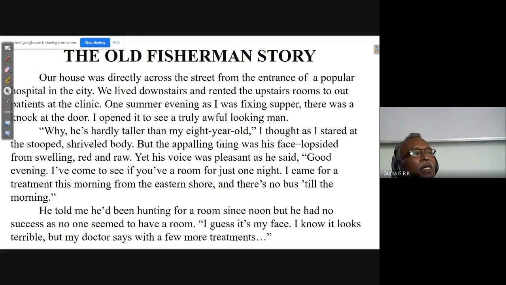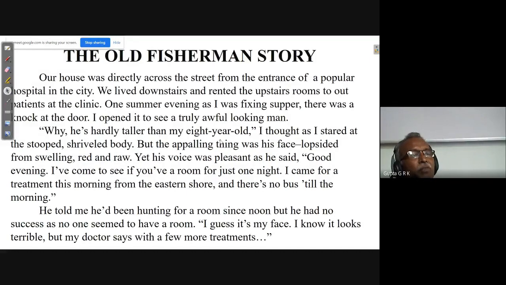Why, he's hardly taller than my 8-year-old, I thought as I stared at his stooped, shriveled body. But the appalling thing was his face, lopsided from swelling, red, raw. Yet his voice was pleasant, and he said, "Good evening. I have come to see if you have a room for just one night. I came for treatment this morning from the eastern shore, and there is no bus till the morning." He told me he had been hunting for a room since noon, but he had no success as no one seemed to have a room.